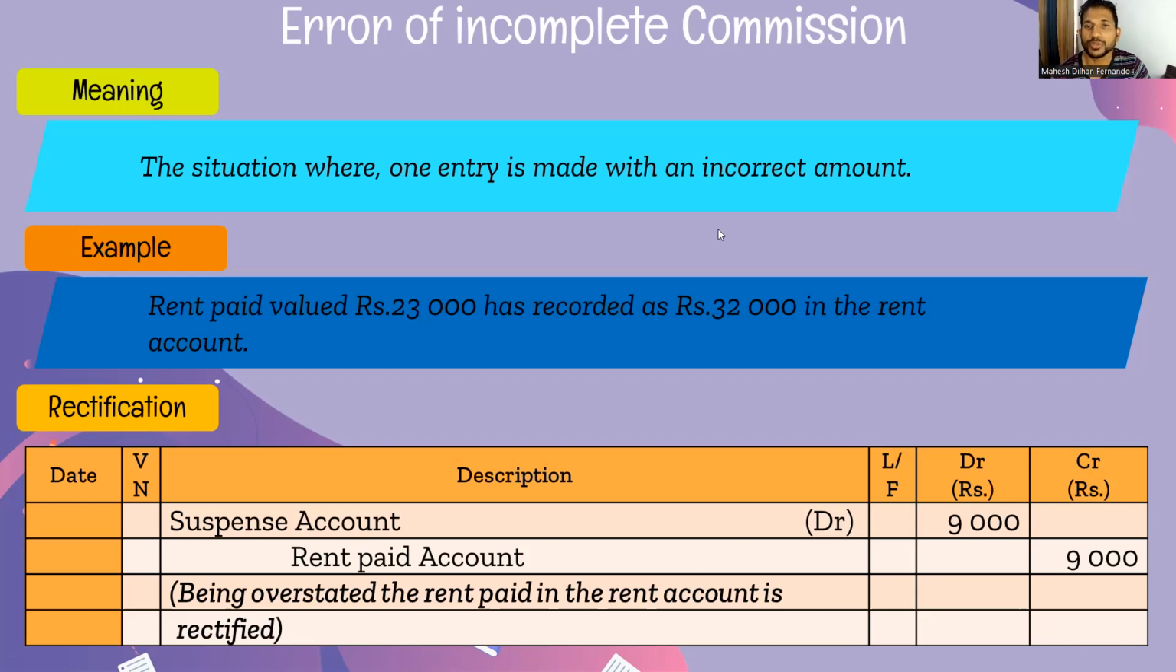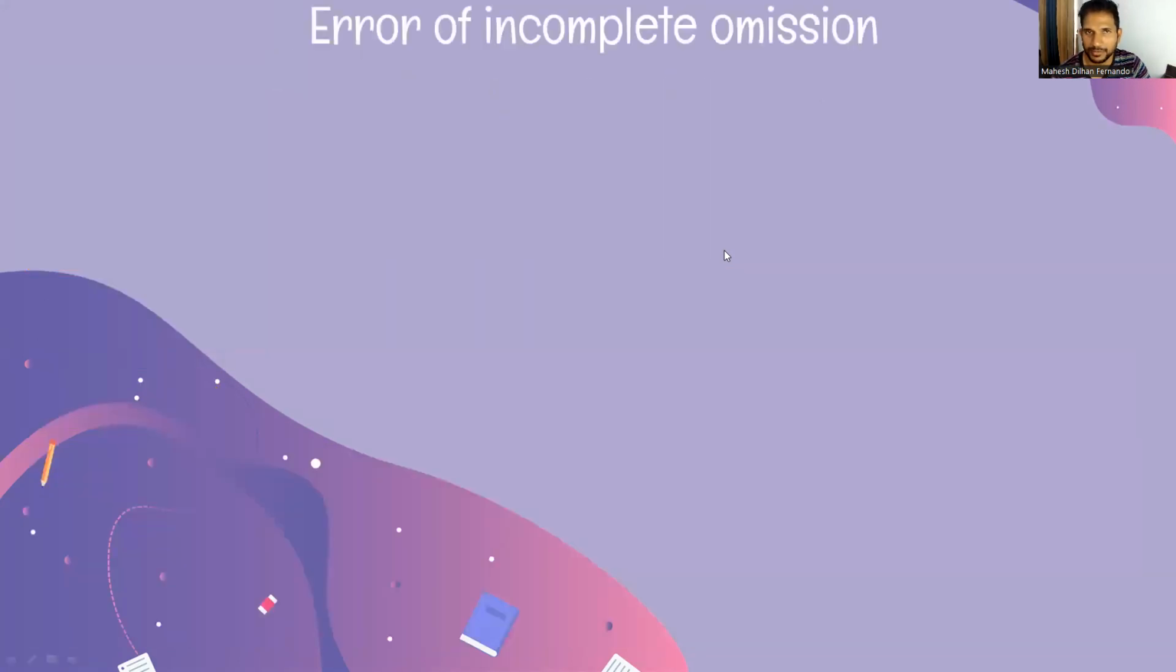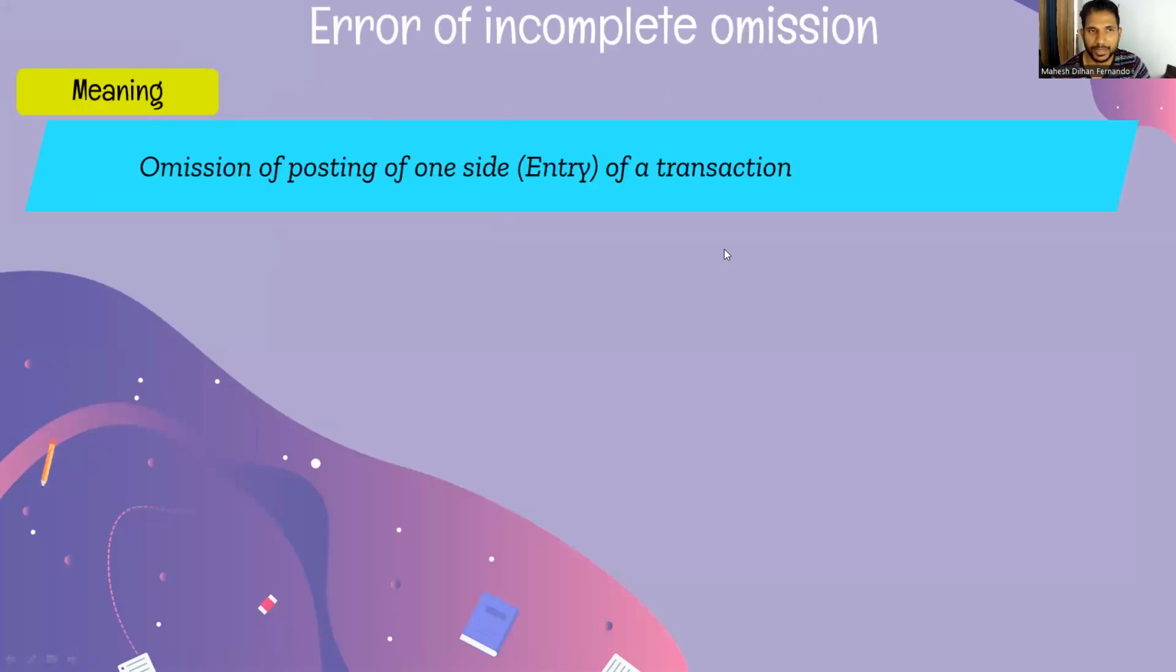I'm taking to the next error. That is the error of incomplete omission. First, look at the description of it. Meaning, here it is omitted to record one entry of a transaction completely. So write this down: omission of posting one side or one entry of a transaction. Again, the debit entry is there but not the credit entry, or the credit entry is there but there is no debit entry. Incomplete omission.